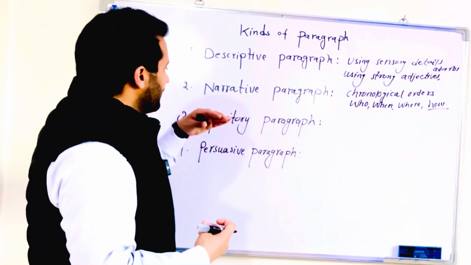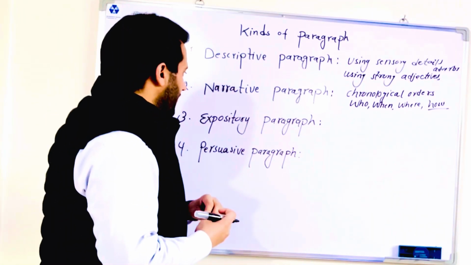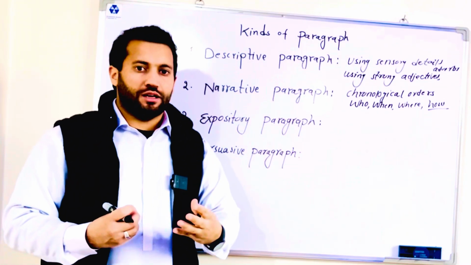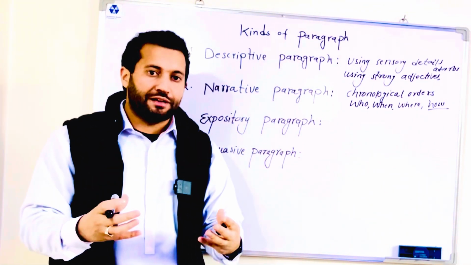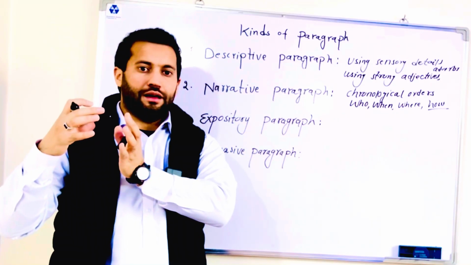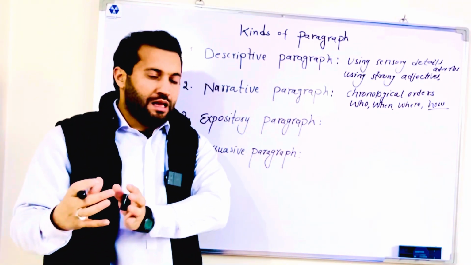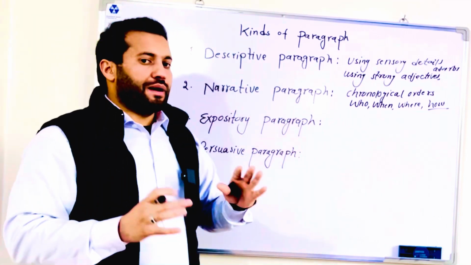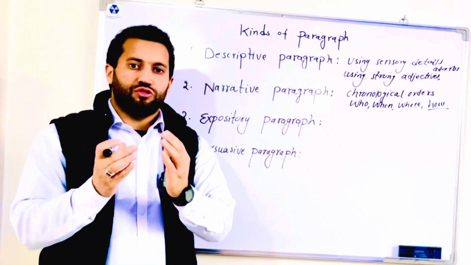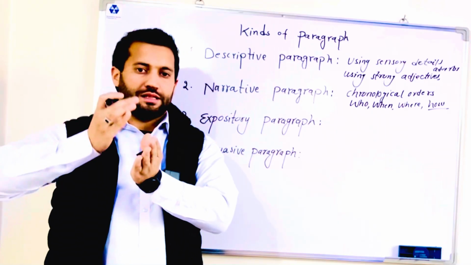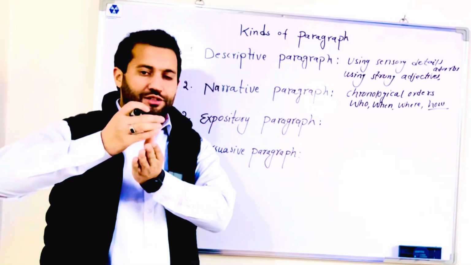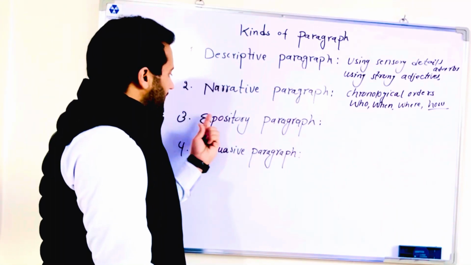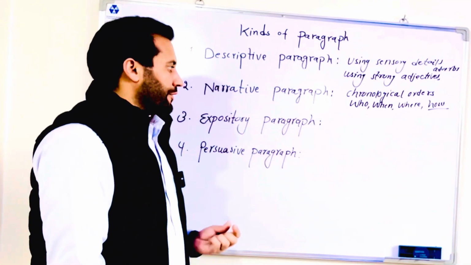The third type of paragraph is the expository paragraph. An expository paragraph explains a thing, explains a topic, or gives information about something. This is called an expository paragraph. An expository paragraph is also called a how-to paragraph. We explain things step by step. This is called an expository paragraph.